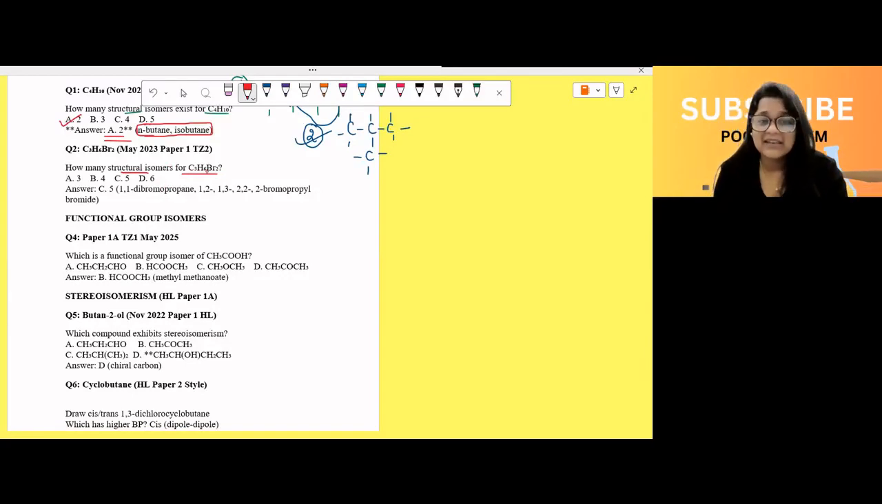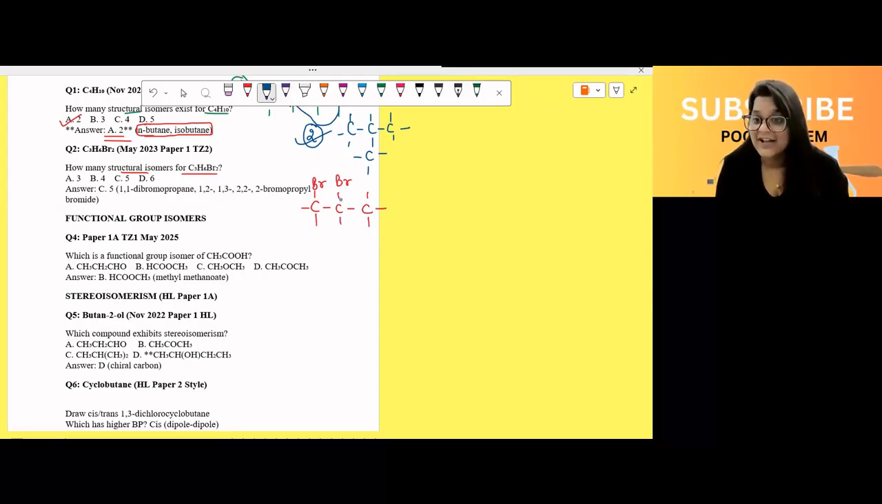Now we have to make it for C3H6Br2. So let's make the structure first. 3 carbons. I have to attach 2 bromines. Since they have not specified anywhere, I will attach like this: Br and let's say another Br over here. Then 1, 2, 3, 4, 5, 6 hydrogens. Correct? Now I have to make structural isomers. I have a functional group attached to it. So which isomer am I talking about over here? It's positional isomer, right? So I will change the position of Br.